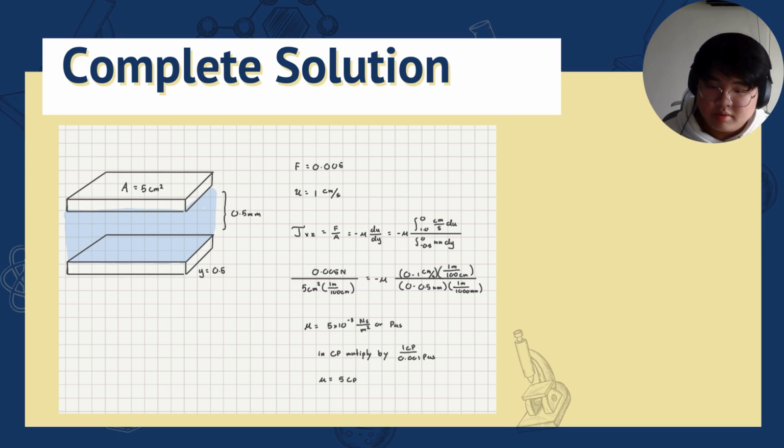Using that principle, we are able to derive this formula: tau xz, which is equal to force over area, and is equal to negative mu du over dy, wherein mu is the viscosity. So how did we get force over area? That's because the meaning of shear stress is just force applied over a unit area. So that's how we get F over A.